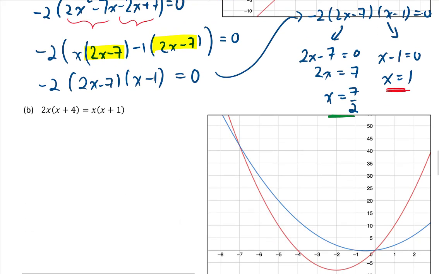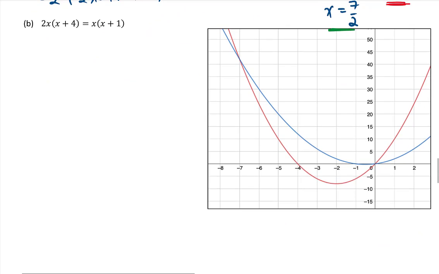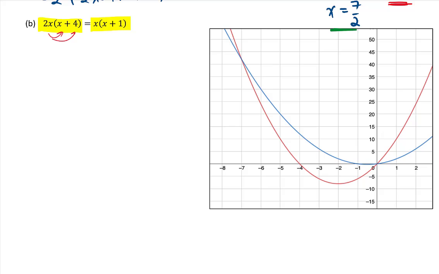So let's try this again. This time we have two parabolas, as you can see in the picture, and as you can see with the equations, there are two parabolas there. The only difference between this question and the previous is that I need to expand. If we see brackets, make sure to remove them by expanding. On the left side, I have 2x squared plus 8x equals x squared plus x.